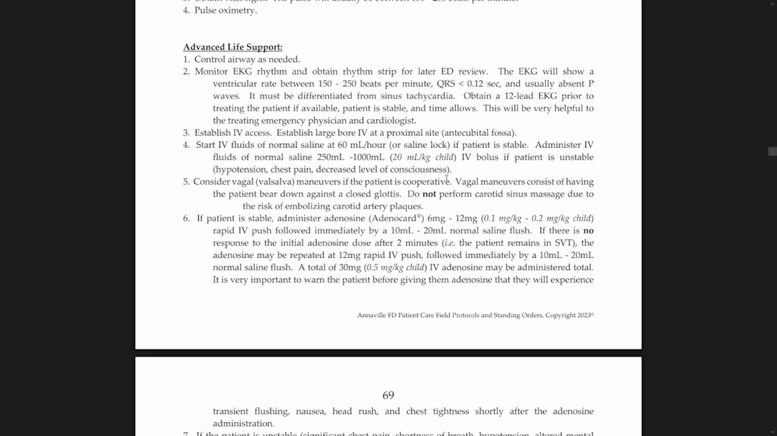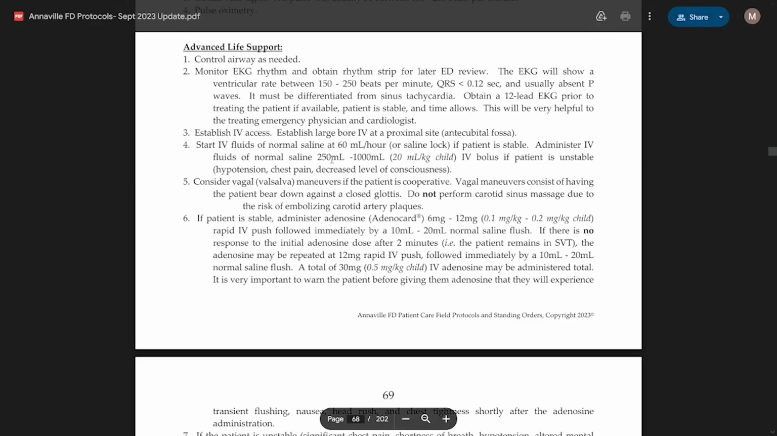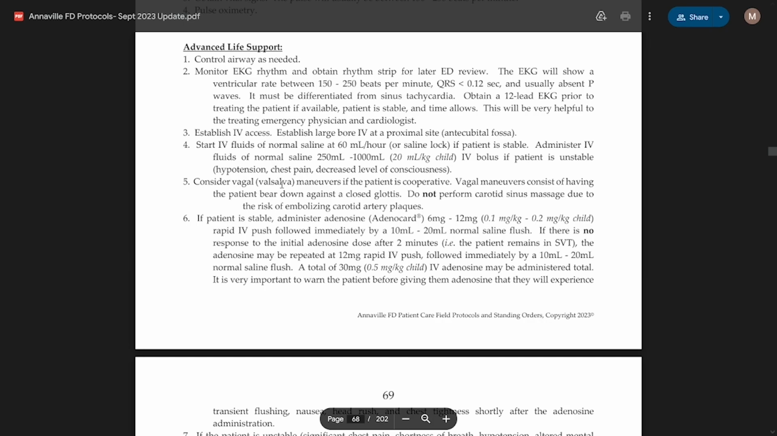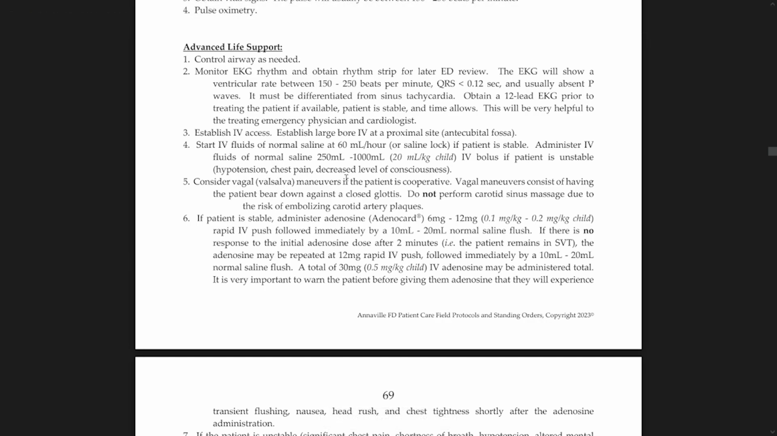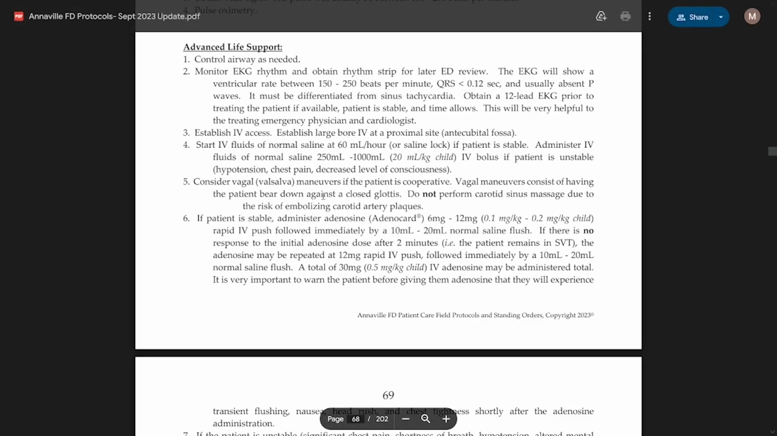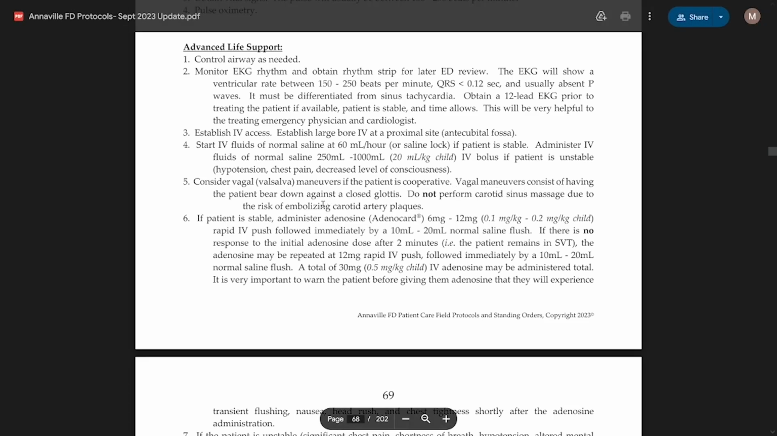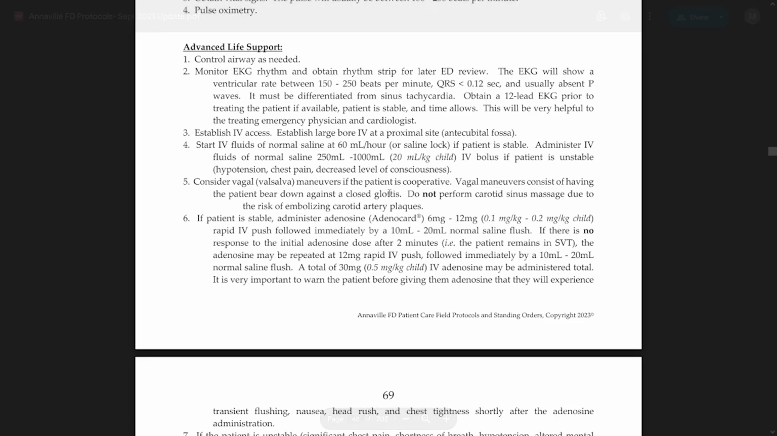And if the patient is unstable, you want to give them an IV bolus between 250 to 1,000 milliliters or 20 milliliters per kilogram for a child. Consider vagal maneuvers or Valsalva maneuvers if the patient is cooperative. Vagal maneuvers consist of having the patient bear down against a closed glottis. Do not perform a carotid sinus massage due to the risk of embolizing a carotid artery plaque.